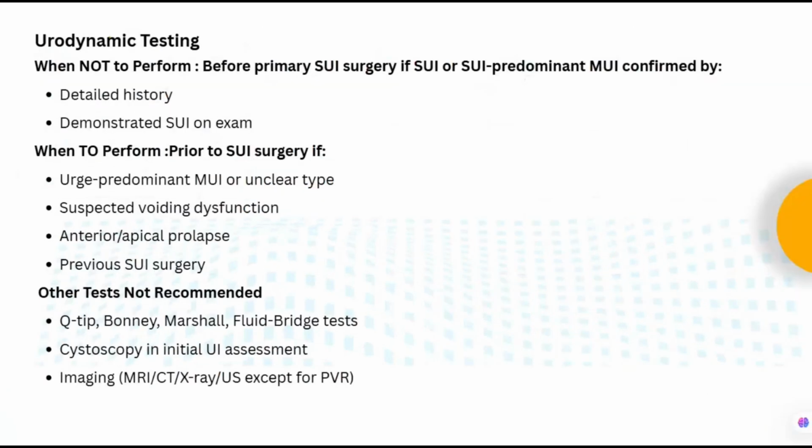When not to perform urodynamic testing: before primary SUI surgery, if SUI or SUI predominant mixed urinary incontinence is confirmed by detailed history or demonstrated SUI on examination. Okay, this we have already seen in the last discussion, that if you have a pure SUI on clinical examination, then urodynamic testing is not required. Okay, the role will be only for medico-legal purposes, but otherwise it is not required from a clinical management point of view. Now, when to perform?